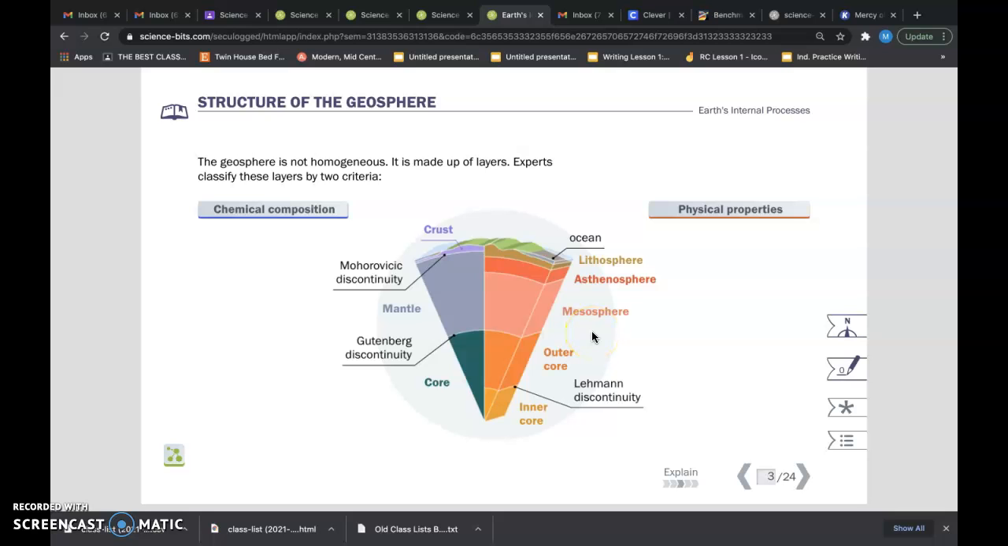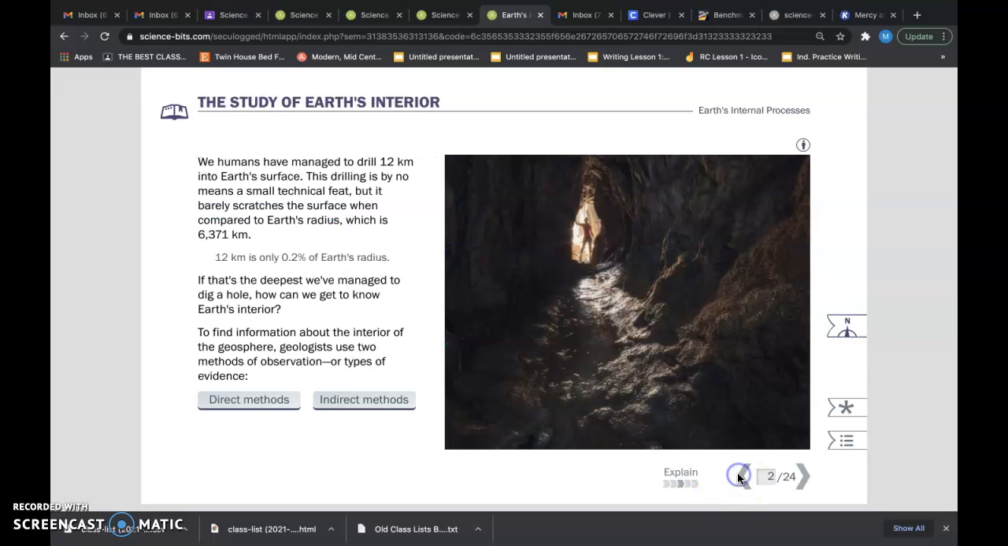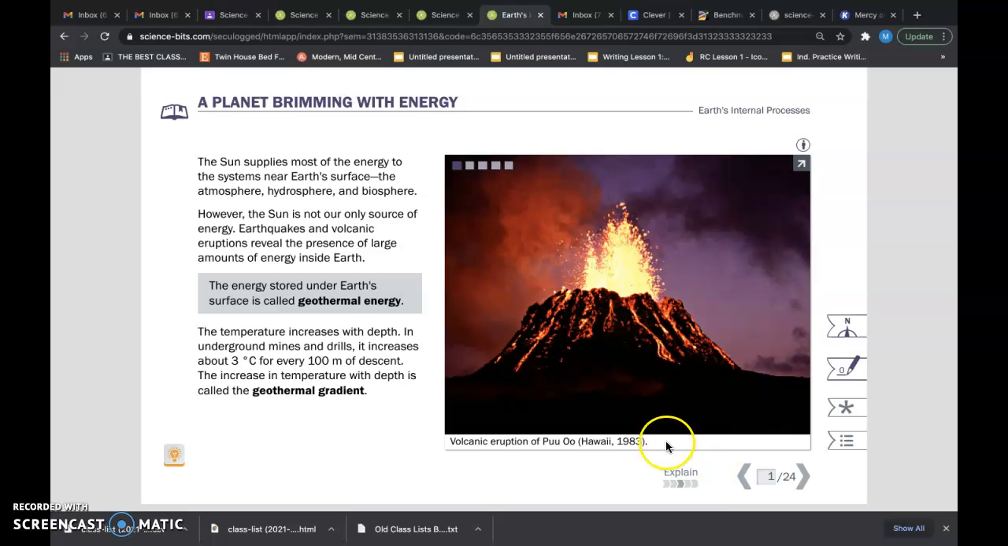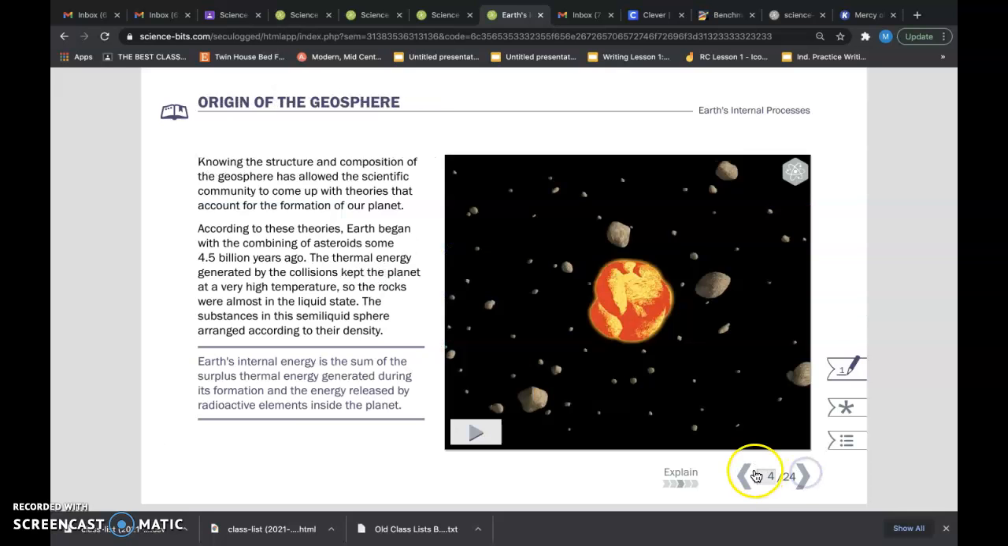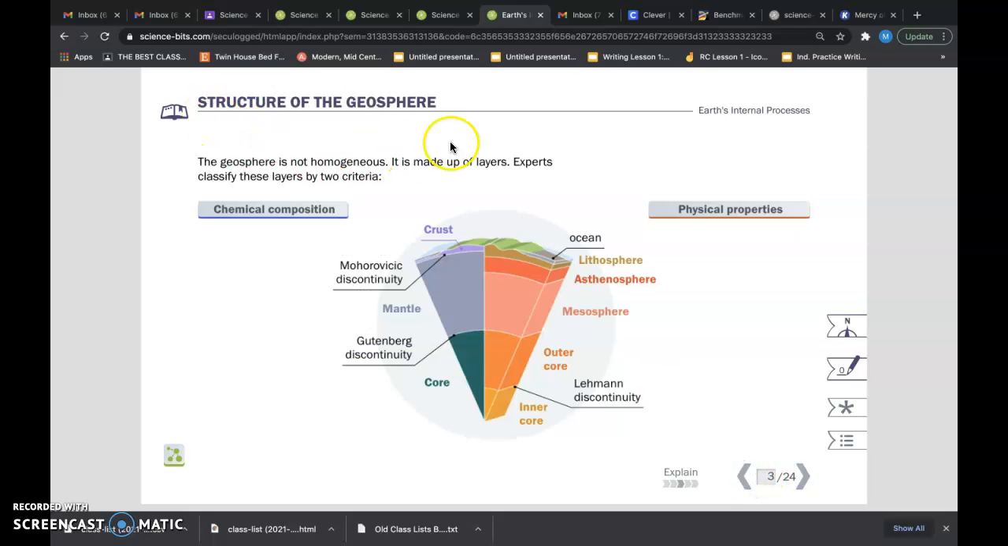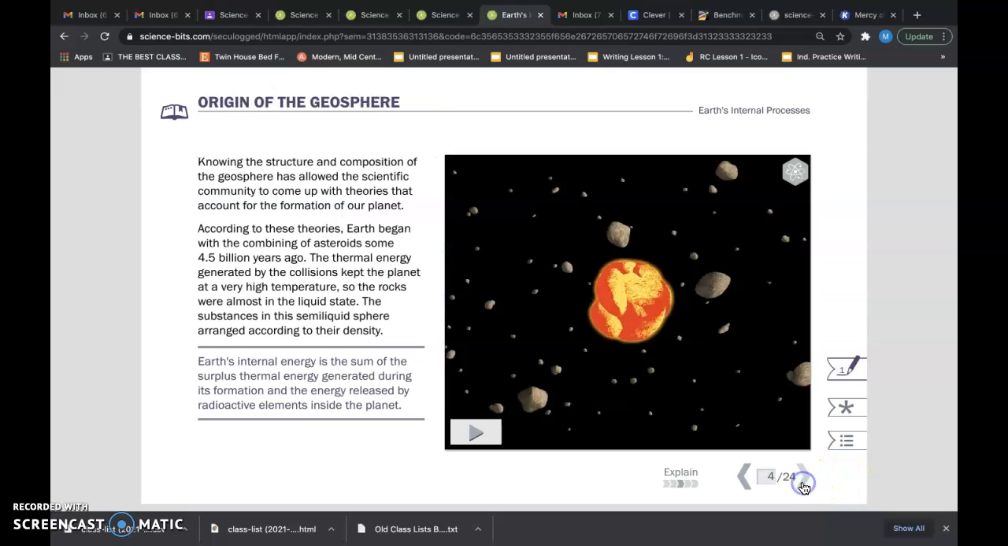Good morning, 6th graders. So yesterday you completed slides 1 and 2 in the explain portion of Earth's internal processes. Today you're going to be doing slides 3 and 4, and they focus on the geosphere. So slide 3 is structure of the geosphere. Slide 4 is origin of the geosphere.